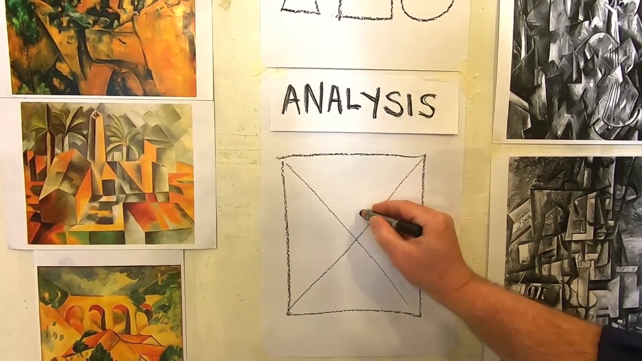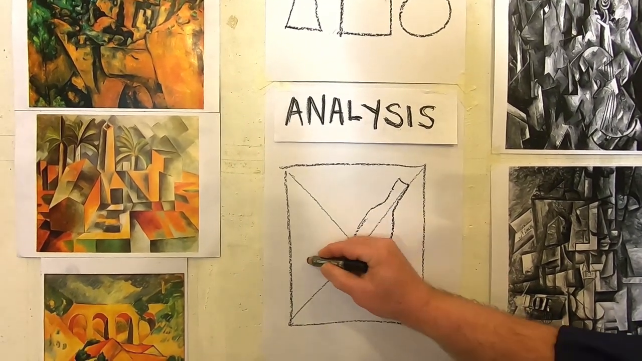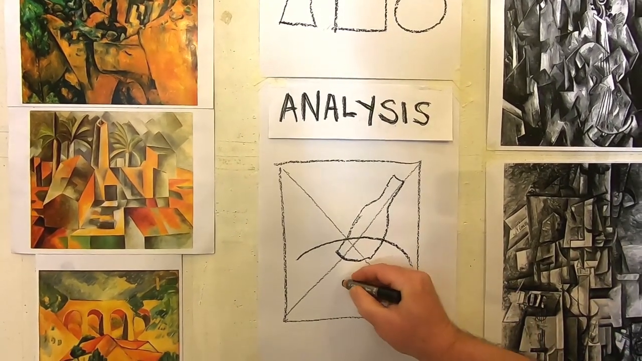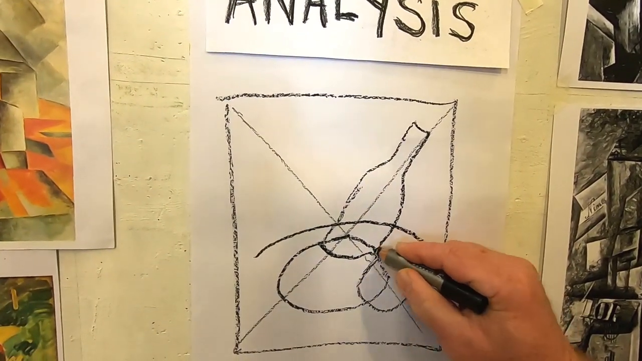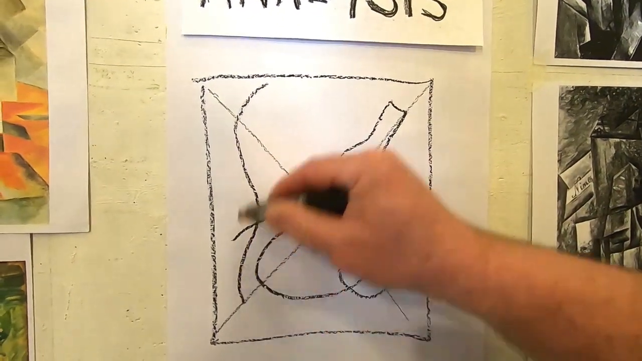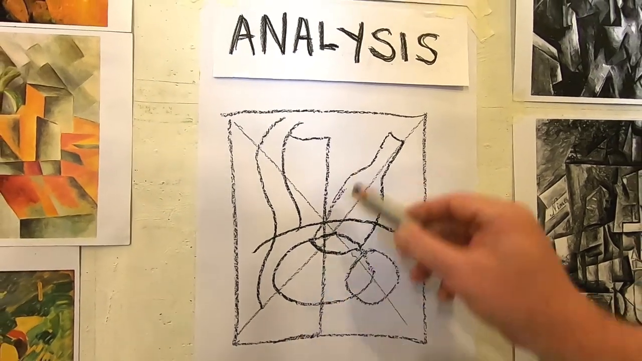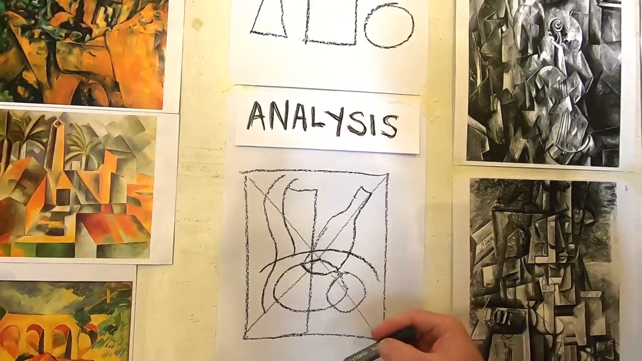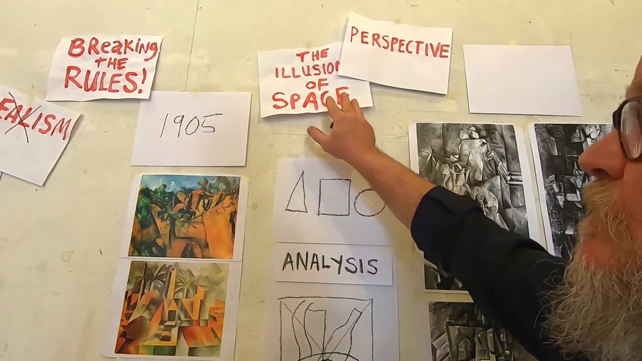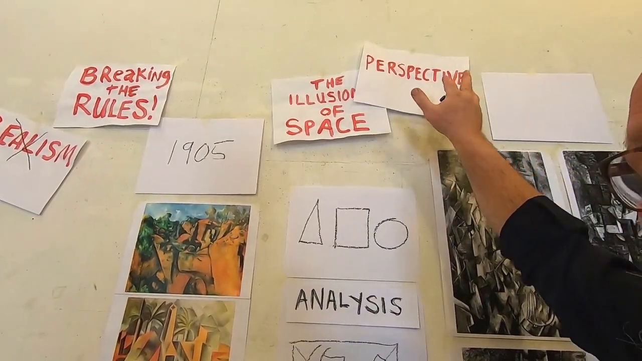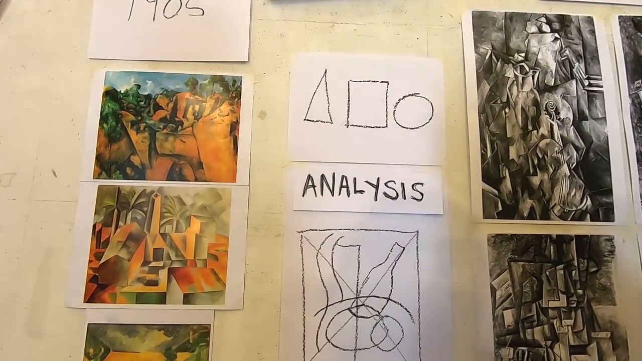For example, if he did a bottle, he could put it here. The table could go right through it. A plate down below in transparency goes through it. And all of the forms that might make a room begin to break up the rectangle. And what happens? You begin to lose the illusion of space. You begin to lose perspective, and you begin to pay attention to the painting itself.